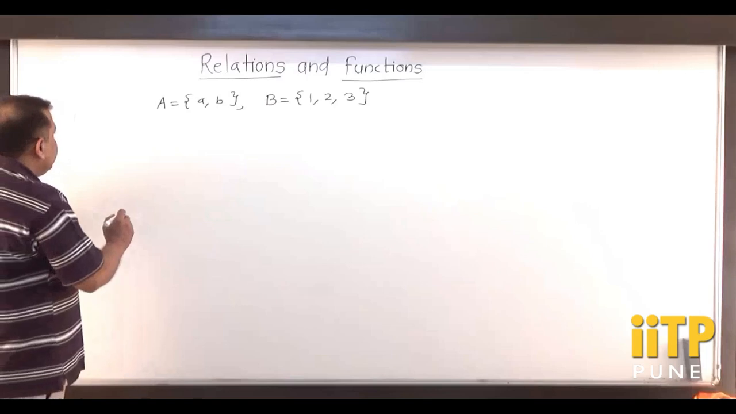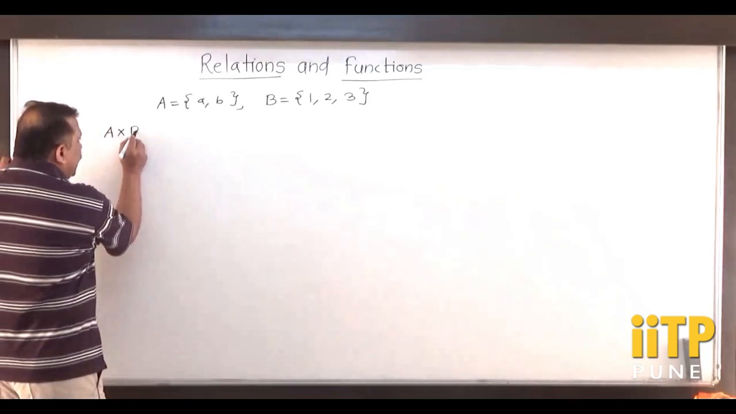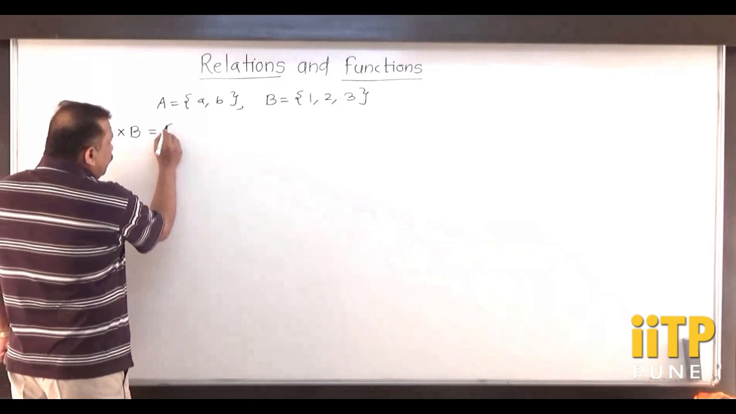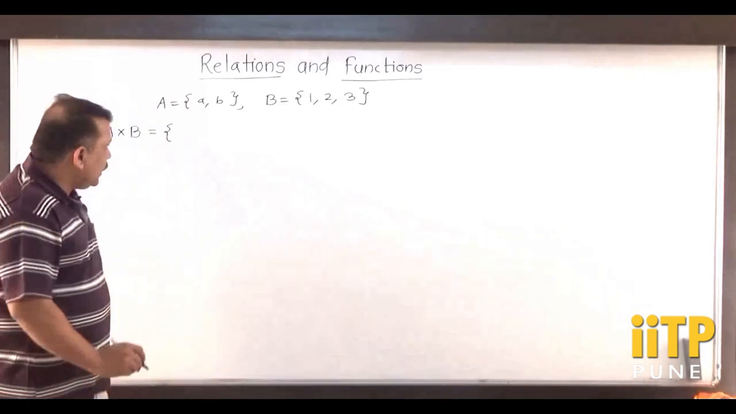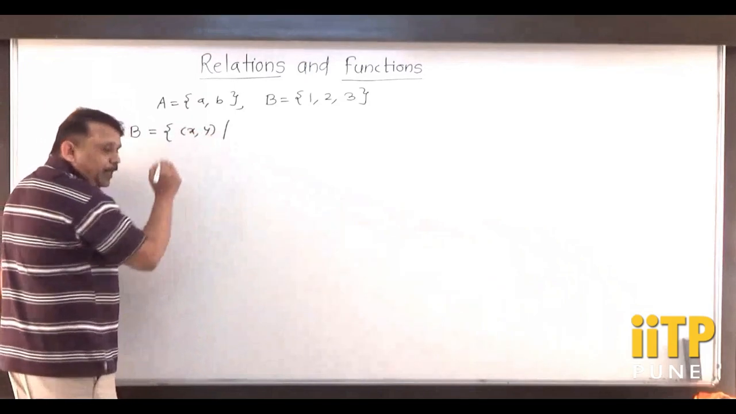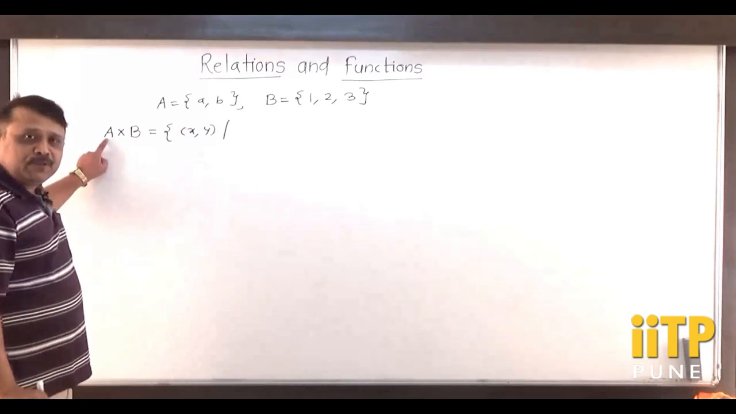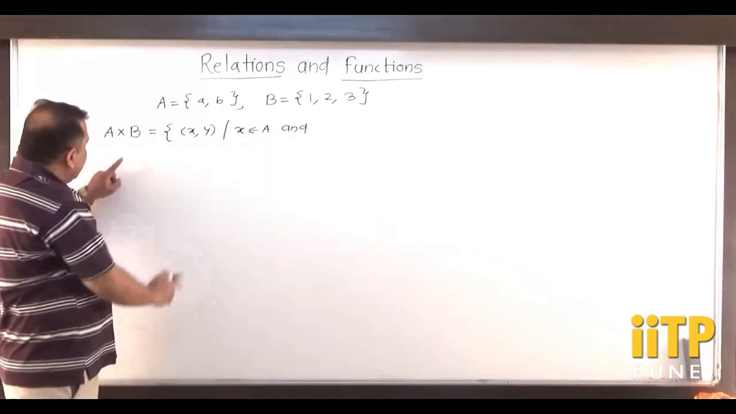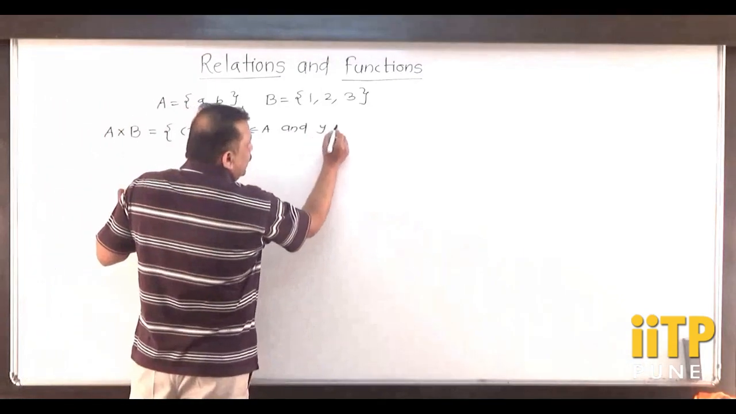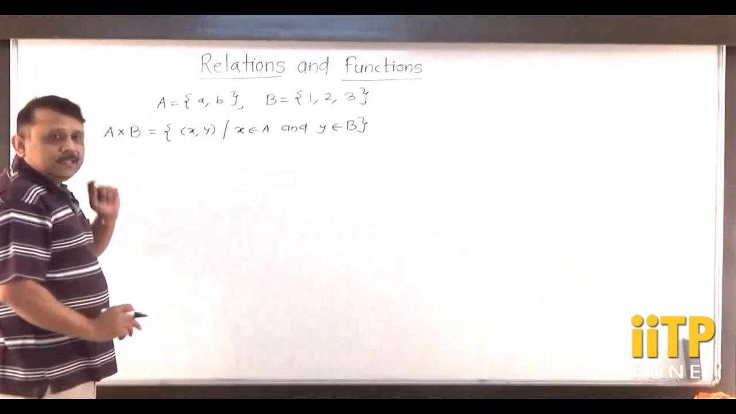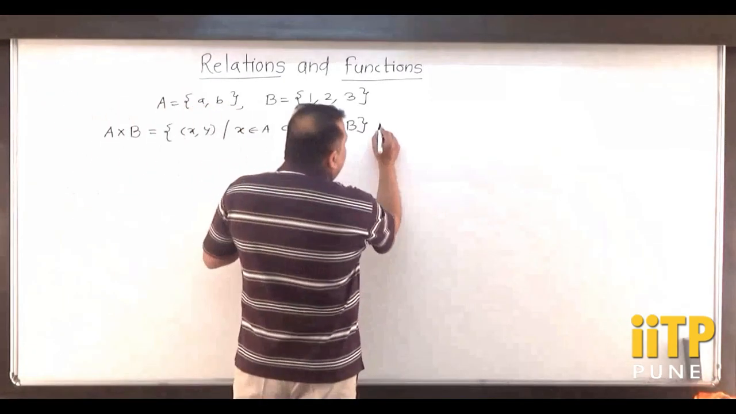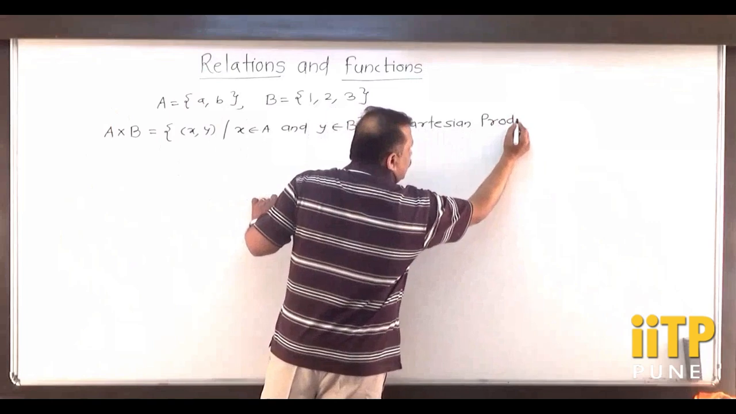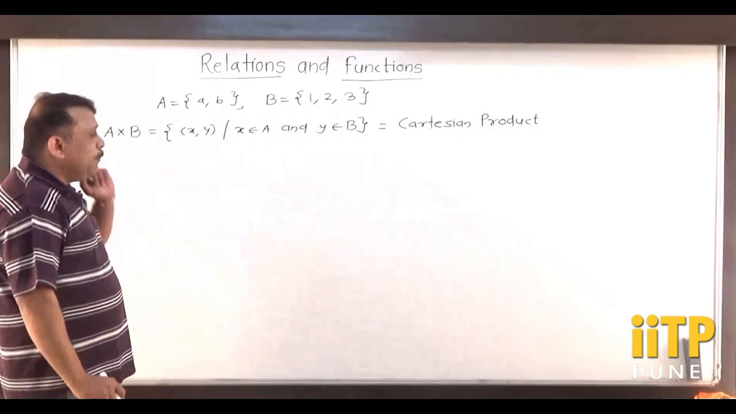Now, let us define one set. That set is denoted by A cross B, called the Cartesian product of A and B, and is defined to be the set of ordered pairs (x, y) such that the first element x comes from the first set, so x belongs to A, and the second element y comes from the second set, so y belongs to B. This set of ordered pairs is called the Cartesian product of the two sets A and B.